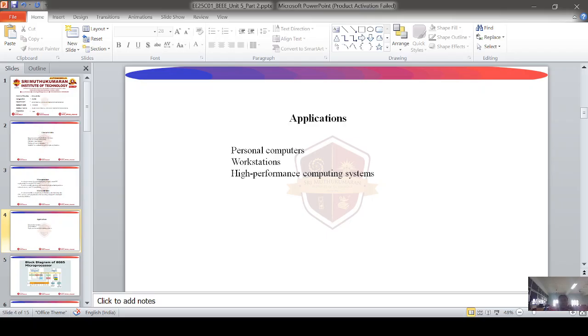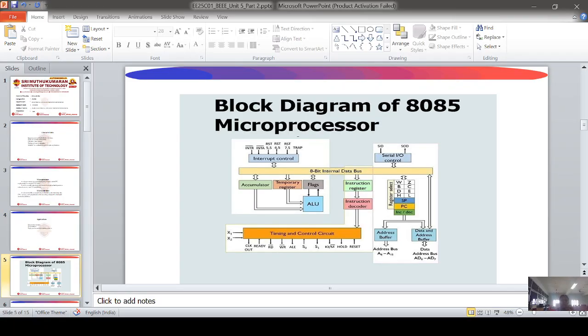Then applications of microprocessor. It is commonly used in personal computers and is found in workstations and servers. It is used in high performance computing systems where complex calculations are performed. This is the block diagram of 8085 microprocessor.